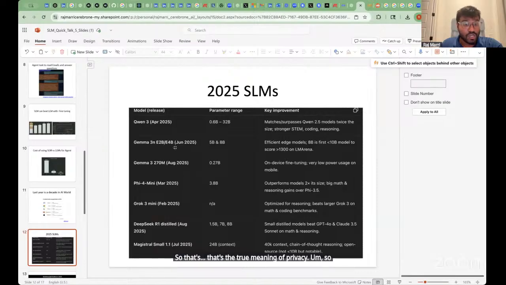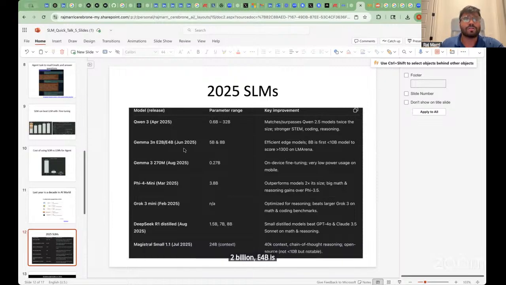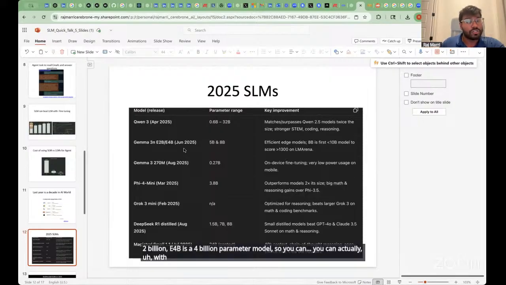So E2B and E4B. E2B stands for 2 billion, and E4B is a 4 billion parameter model. So with the Matformer architecture, you can actually create your own different variations of this.